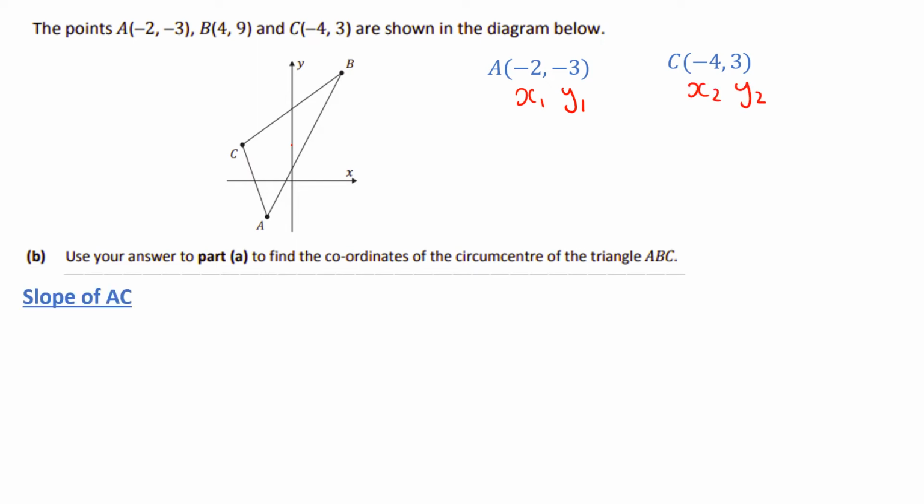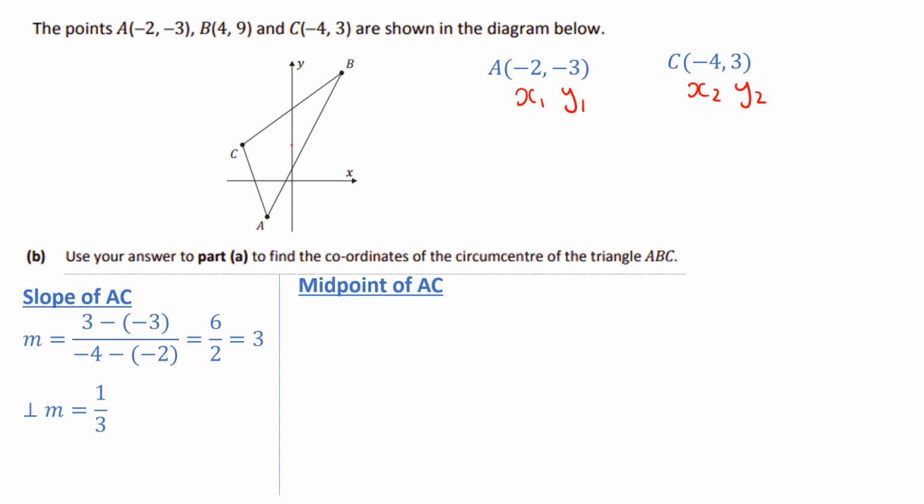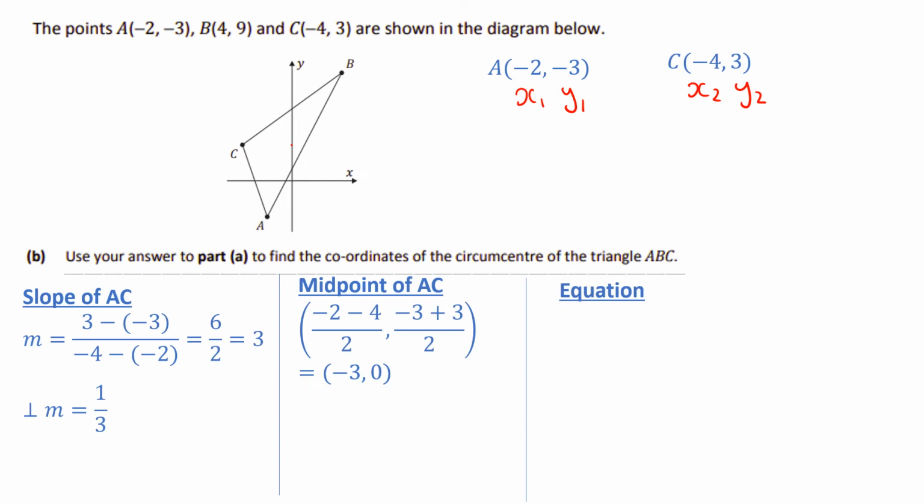The first thing I'm going to do is get the slope of AC. And when I do that, I get 3 minus minus 3 over minus 4 minus 2, which gives me 6 over minus 2, which gives me minus 3. I want the perpendicular slope, so that's the opposite reciprocal. So I flip it and change the sign, so the negative 3 becomes a positive 1/3. Then I get the midpoint of AC, which works out as minus 3, 0. And then I work out the equation, just as before, based off this m and this x1 and this y1.